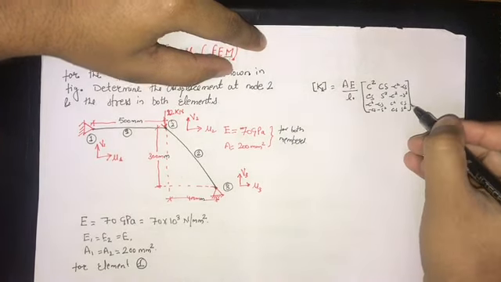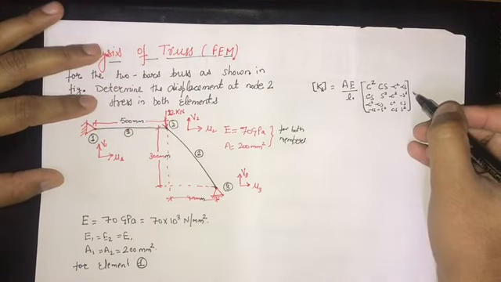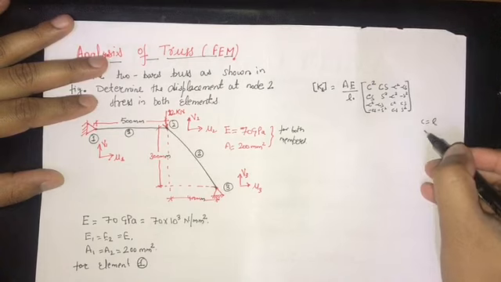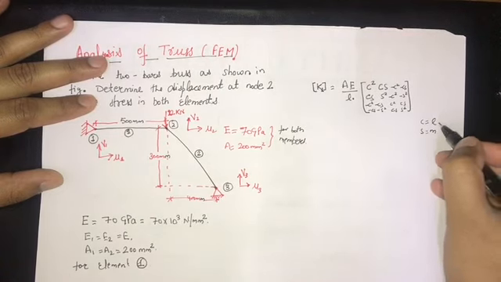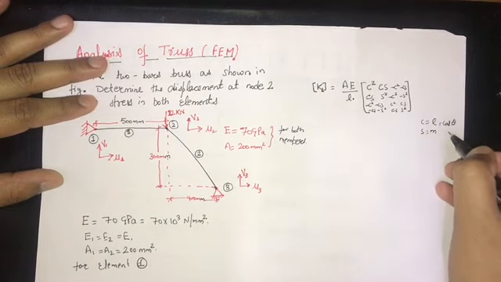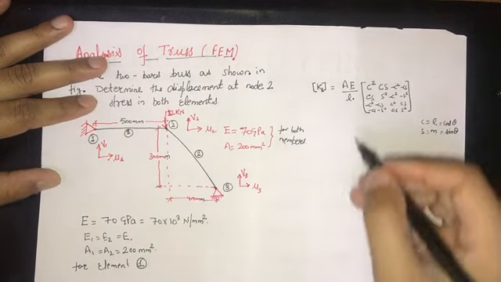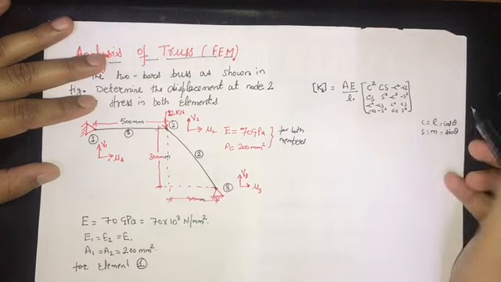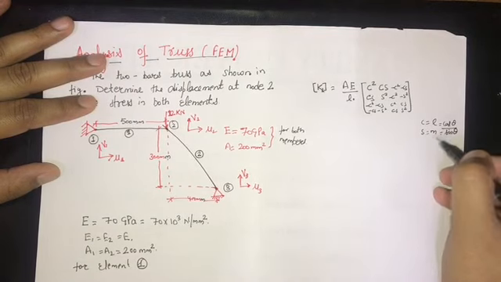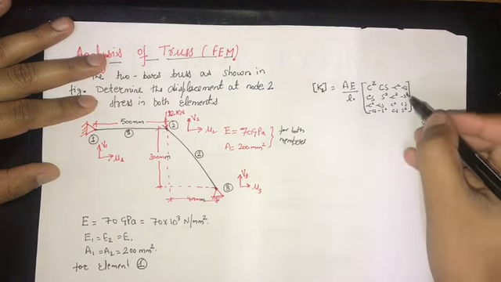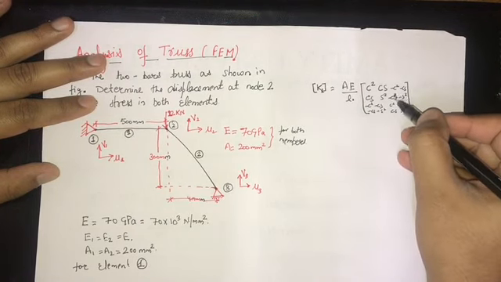Yes, S square. Some textbooks represent C as l and S as m, which is nothing but C is cos theta and S is equal to sin theta. So now you should know what C is. Basically it is just cos theta, whereas S is nothing but sin theta. Okay, here it is CS.